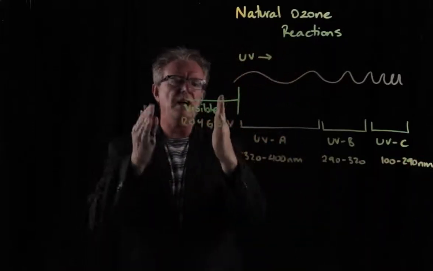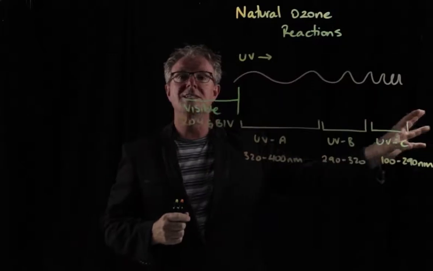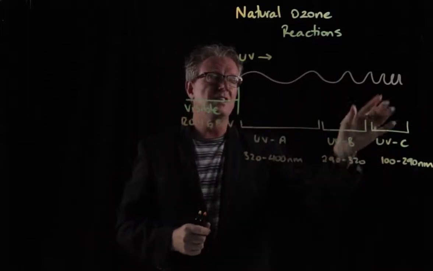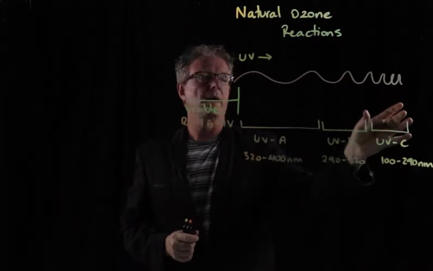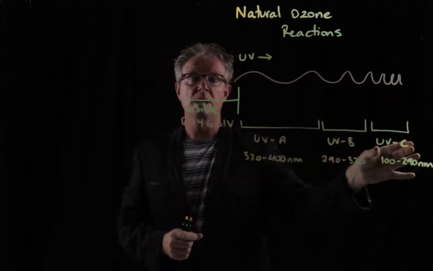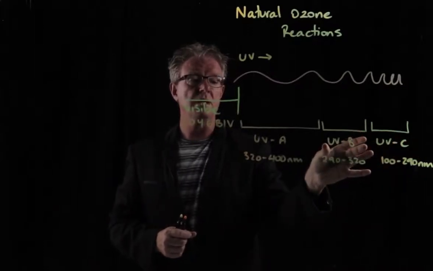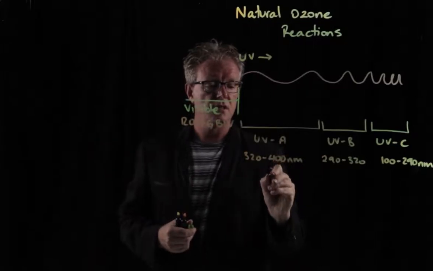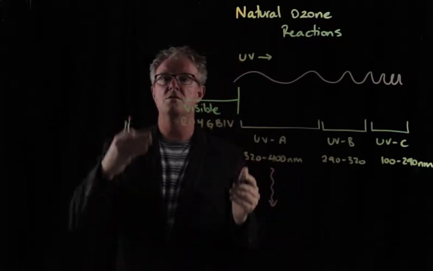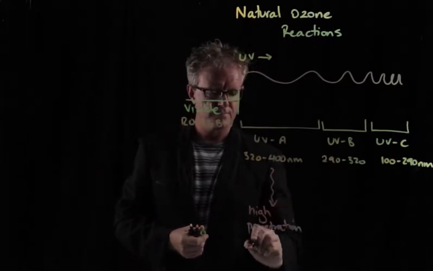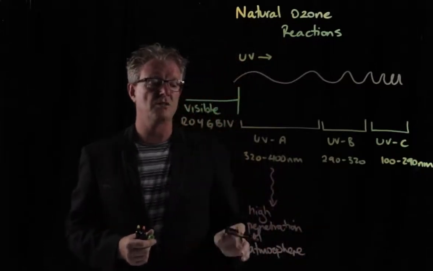So you can see here that as we move towards the right and get closer to gamma rays, the wavelength decreases, and therefore the intensity or the penetrating power of our UV rays goes up. UVC is the most damaging, then UVB and then UVA. Now UVA penetrates the most to the surface of the Earth. So we have high penetration of the atmosphere.